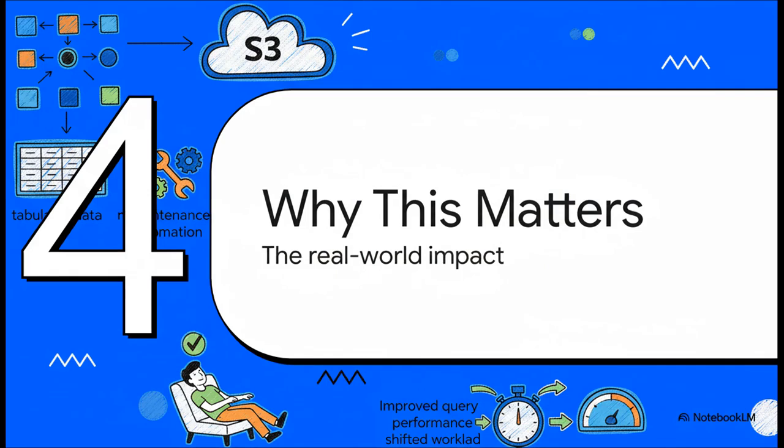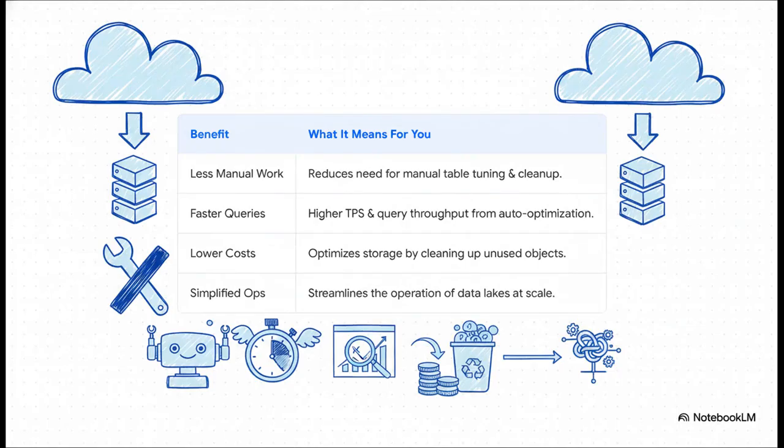So we've gone through the what and the how. So let's boil it all down. What does this actually mean for you and your day-to-day work? Well, this table sums it up perfectly. First, less manual work. Think about it. No more writing those tedious cleanup scripts. Your engineers can focus on building things, not just maintaining them. Faster queries mean your analysts and data scientists get answers quicker. Lower costs, because the system is smart about how it stores your data. And all of that adds up to one big thing: simplified operations.